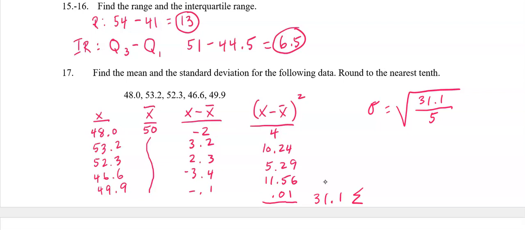And our instructions say to round to the nearest tenth. So to the nearest tenth, we will say the standard deviation is 2.5. It's 2.49399 rounded.